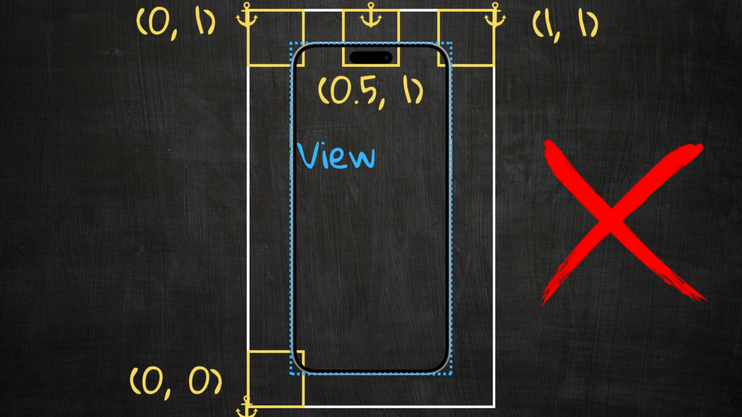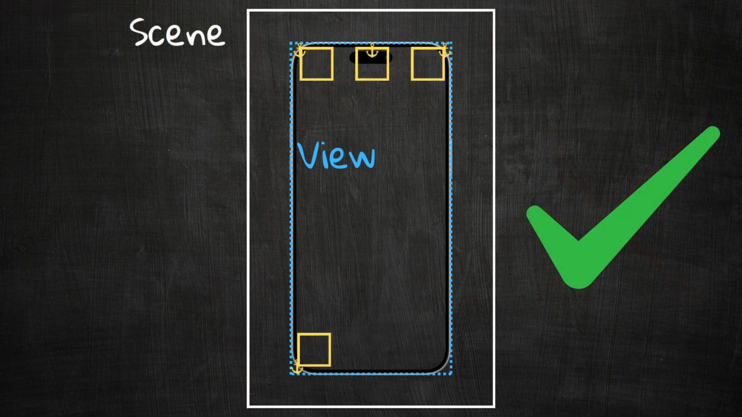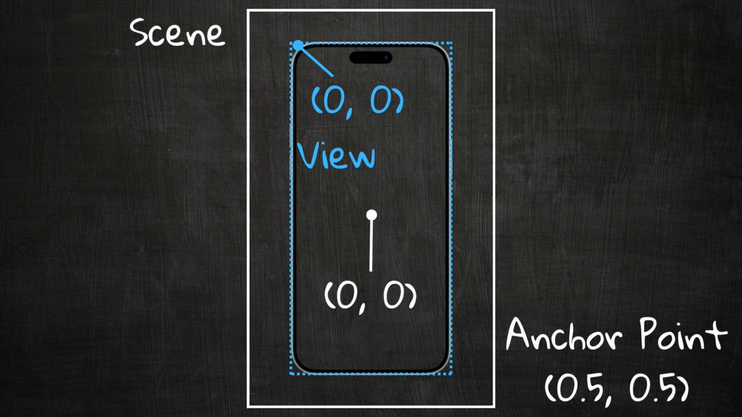If we just place our UI elements around the scene's edges, there's a good chance they'd be partly or even completely off screen on some devices. What we really want is to place them relative to the view's edges, so they are always visible, no matter the device or orientation. By default, our game scene has an anchor point of 0.5, 0.5, which puts the origin right in the middle of the scene.